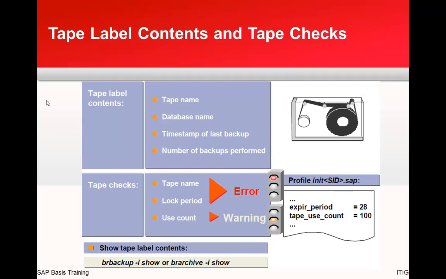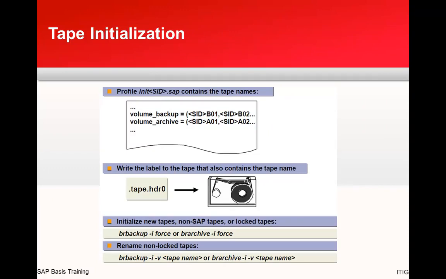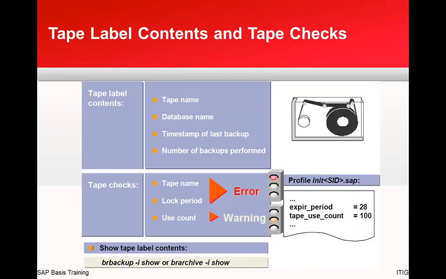Then the tape initialization, where you can see the information which is required. Then you have the tape label content and tape checks. For the labeling, we need to make sure that we can identify the tape. We can say this is the name of the tape, this is the database backup on it, this is the time of the last backup on it, and the number of backups performed for a particular database. Then we should have tape checks as well.